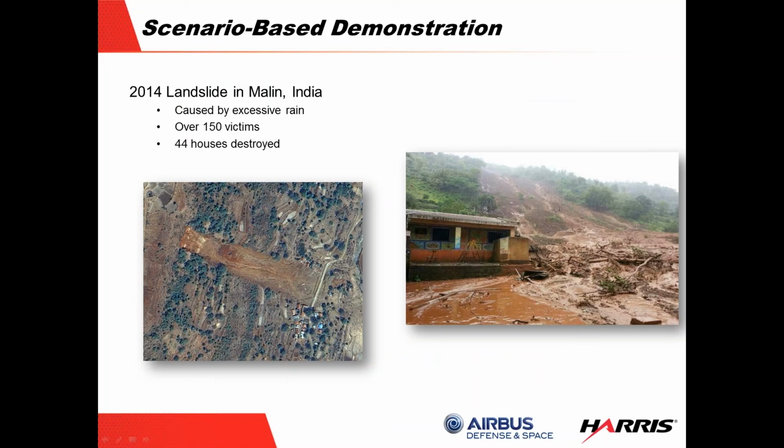For the next piece of the webinar, I'm going to discuss a scenario-based demonstration, as mentioned before, surrounding this landslide that occurred in Malin, India, last year in 2014. You can see on the left here an Airbus image of the post-event, obviously, of the landslide. This was caused by excessive rain in the region over just a matter of a couple of days. There were over 150 victims of this particular event, and over 44 houses were destroyed. And here on the right, you can see an actual picture of that landslide. You can really understand the magnitude of it from that picture.